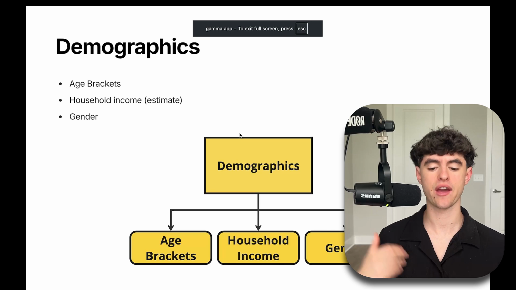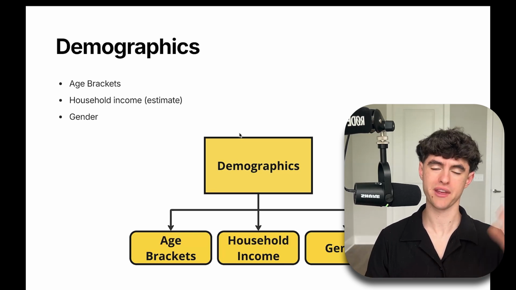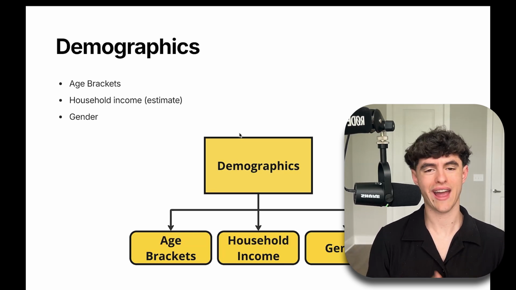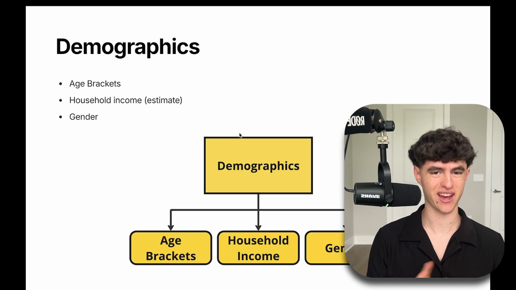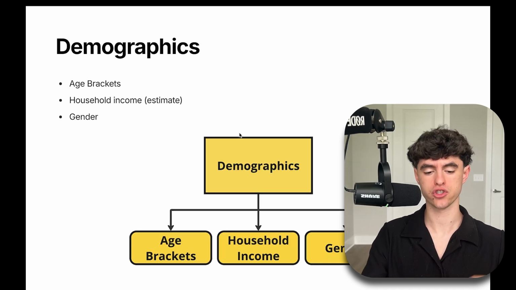And then lastly, we have demographics. So this is gonna be age brackets. You can do household income, which Google estimates, it's not exact. And then we have gender. So let's just hop over there.